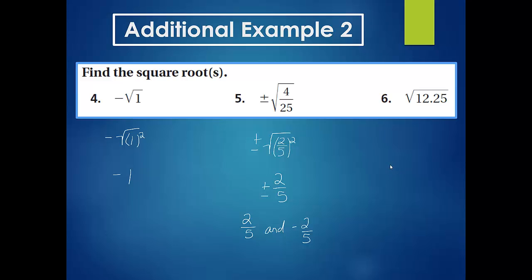And for number 6, we have the square root of 12 and 25/100ths. In order to get 12 and 25/100ths, the number that we'd multiply by itself would be 3 and 5/10, because 3 and 5/10 times 3 and 5/10 is 12 and 25/100ths. So we want to find the square root of 3 and 5/10 squared. And that answer would just be 3 and 5/10. Since there's no sign in front of a radical sign, our answer is positive.